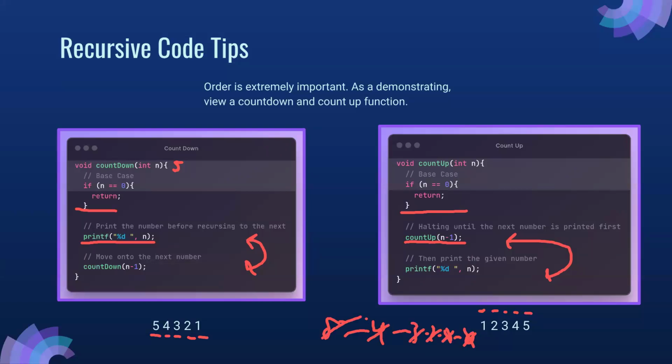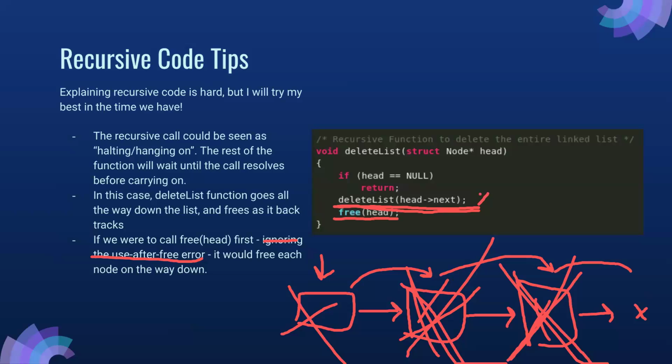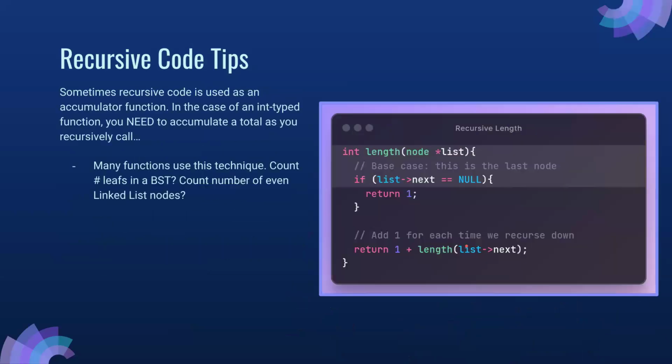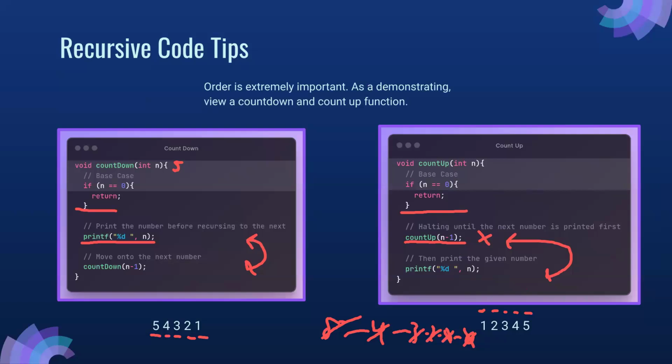This was the best quick little example I could think of when it comes to recursion. But notice how big a difference this makes, right? And that's why the free function works this way, because we are guaranteeing that at this point, every single element after it has been successfully freed. Because even ignoring the use after free, if we did this inversed, we would lose access to that next node, right?